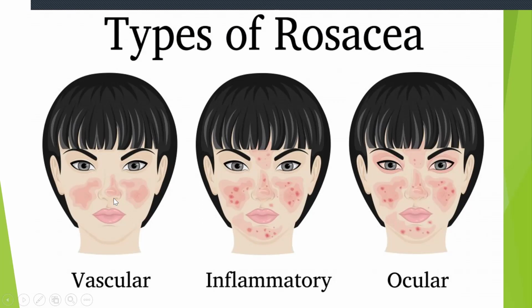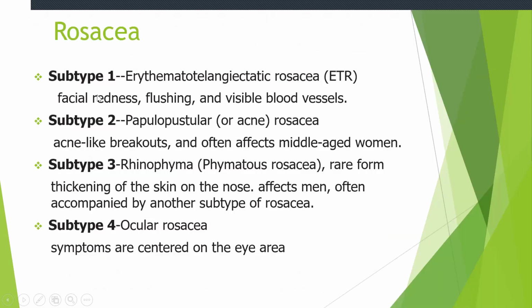And once it started, at the beginning it's very mild, and later on, maybe sometimes bacteria or other triggers kick in, so it can cause inflammation. So it would look like this. And when getting worse, the eye area is involved, and we call it ocular rosacea. So you can see from those 4 different types.